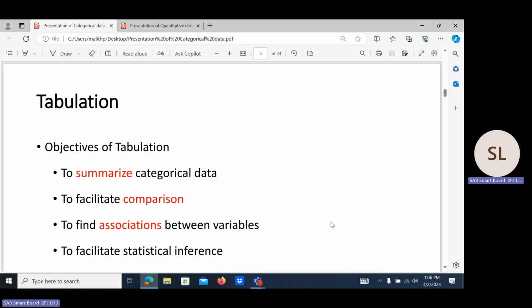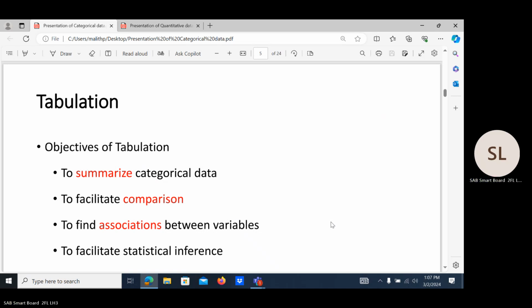After having the collected and edited data, what is the next step? The next step is to present the data in a systematic manner. Now we have a lot of data, and we will present those raw data in a systematic manner. What is the first way we can present the data in a systematic manner? Tabulation. Tabulation means what? Present the data using tables.